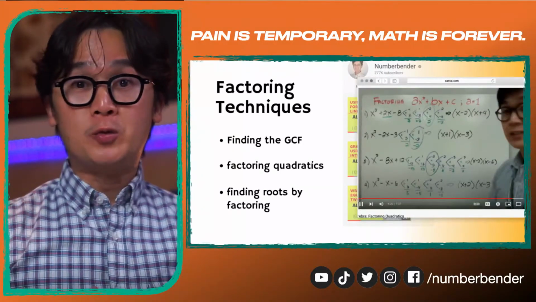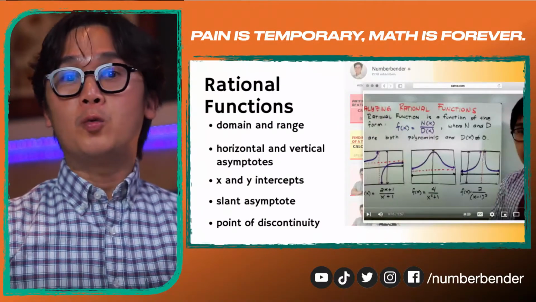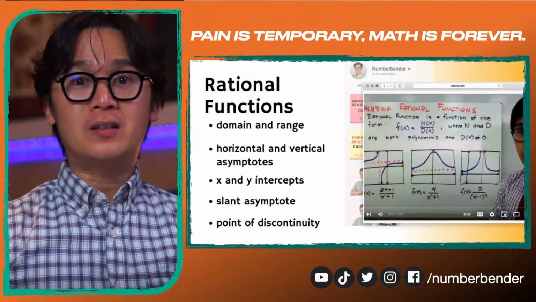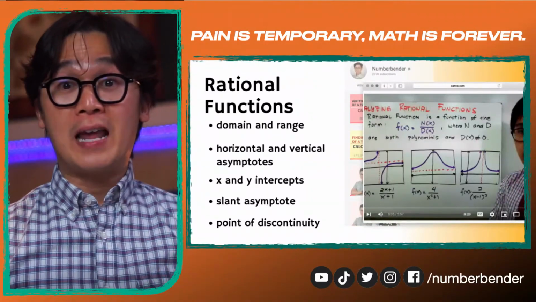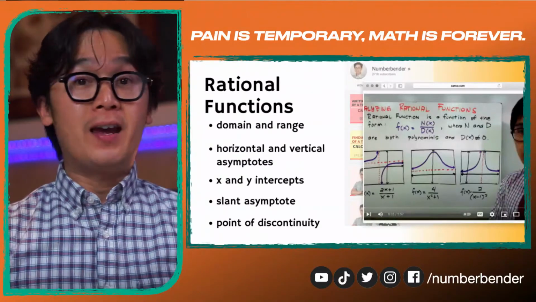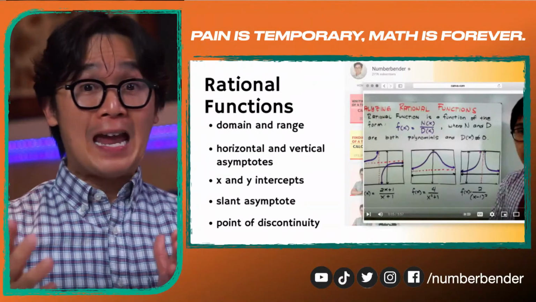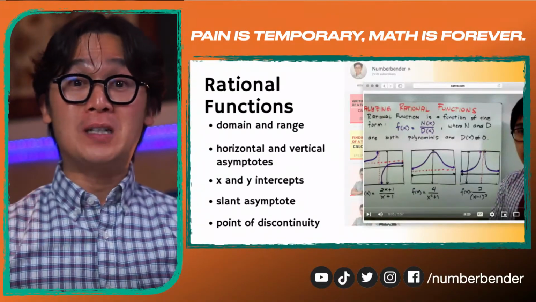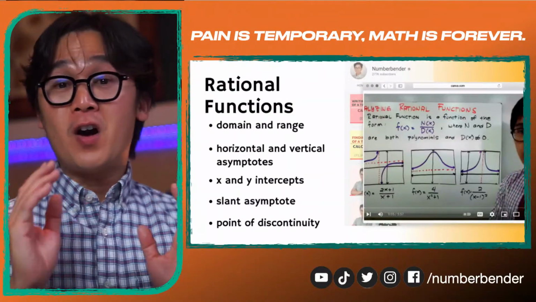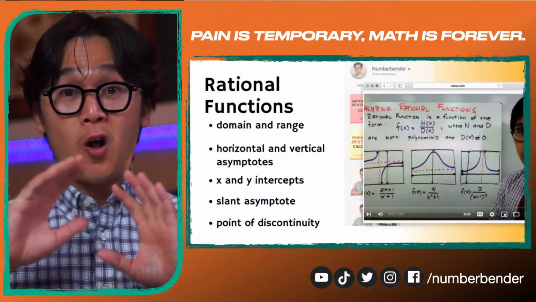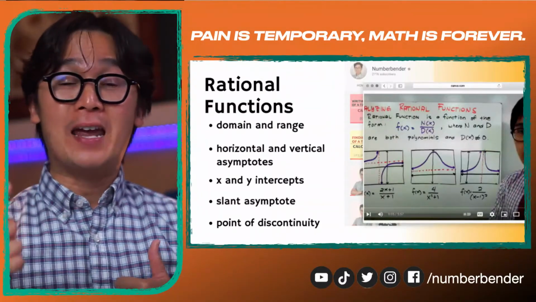We're going to be using that in analyzing rational functions because that's how we find and figure out the domain and range of a rational function, horizontal and vertical asymptotes, the x and y intercepts or the solutions of the rational function, the slant asymptote sometimes, and of course the point of discontinuity. Now take note that not all the time will you find every single item in the list that I have shown you.